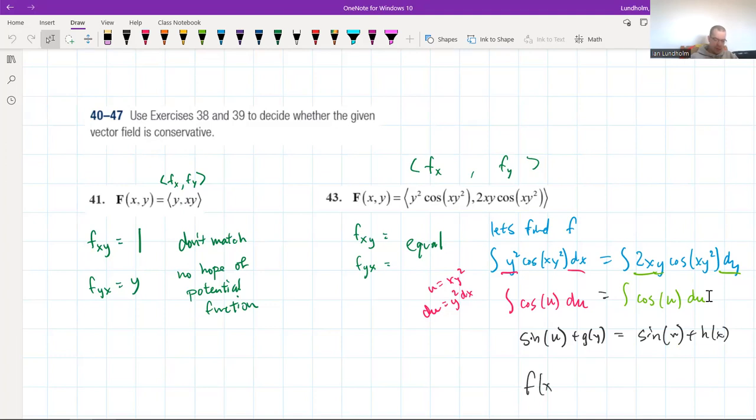So our potential function should be sine of xy squared. And then if you took partial derivatives of that function, it should give you what was there before. All right.